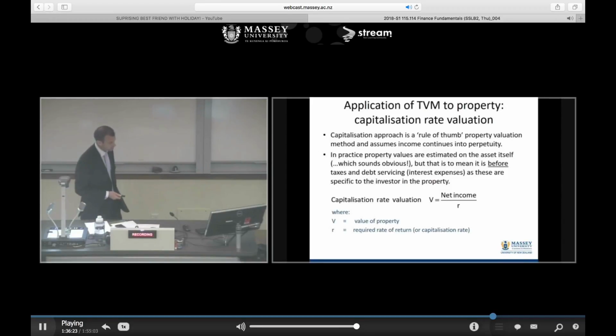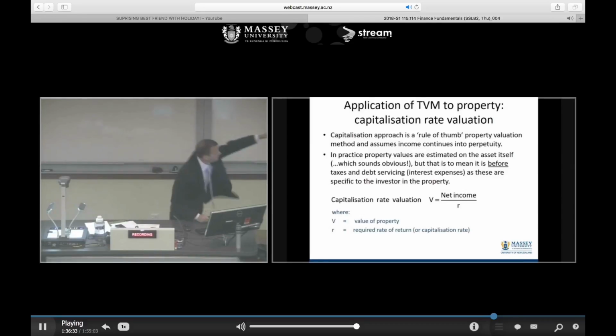The required return is referred to as the capitalisation rate. So let's just see how this translates to value, then we'll look at it the other way, because it's normally the R figure that's talked about in industry.